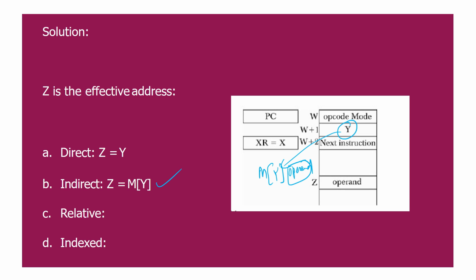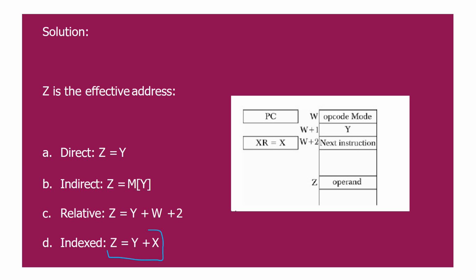For relative addressing mode, what do we do? We add this value with the value of PC. So the PC is W plus 2. So relative addressing mode means Y plus W plus 2. In indexed addressing mode, what will be the solution? X will be added. So Y plus X is the final Z in indexed.